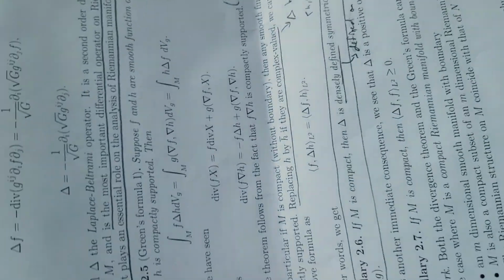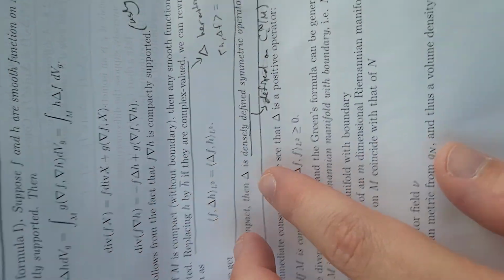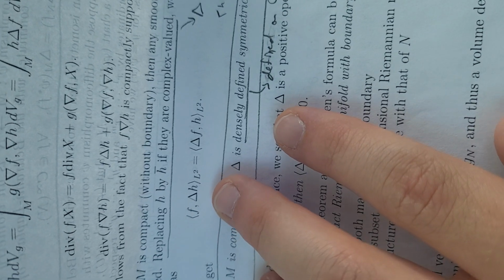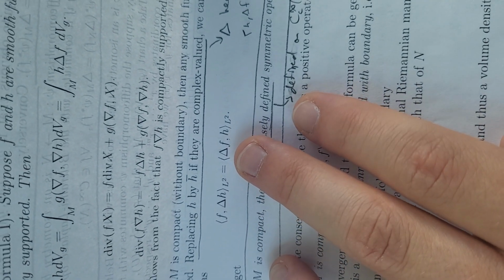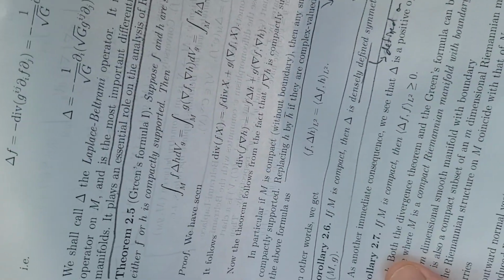Okay, and then you can see this written out in the inner product format. The L2 inner product of f with Laplacian h is equal to the inner product of Laplacian f with h again. And since these functions f and h are assumed to be compactly supported, that means they form a dense subset of this L2 space of integrable functions. And so we see that if M is compact, then this Laplace-Beltrami operator is a densely defined symmetric operator on L2 of M, g.